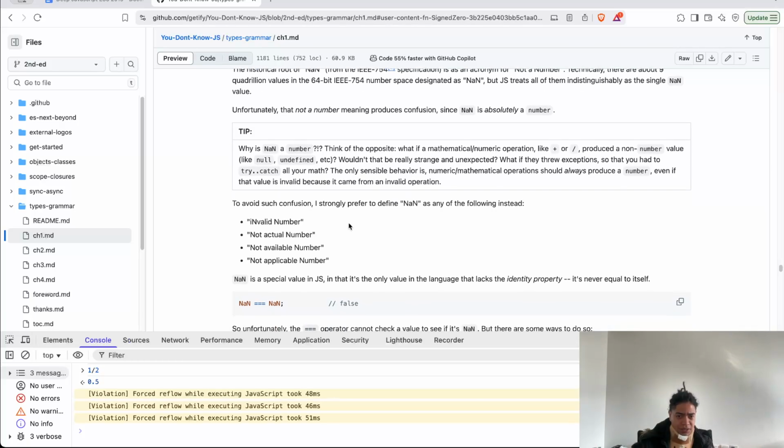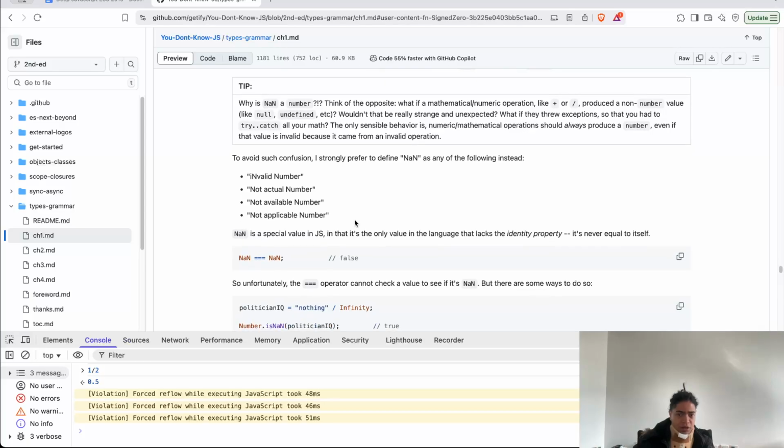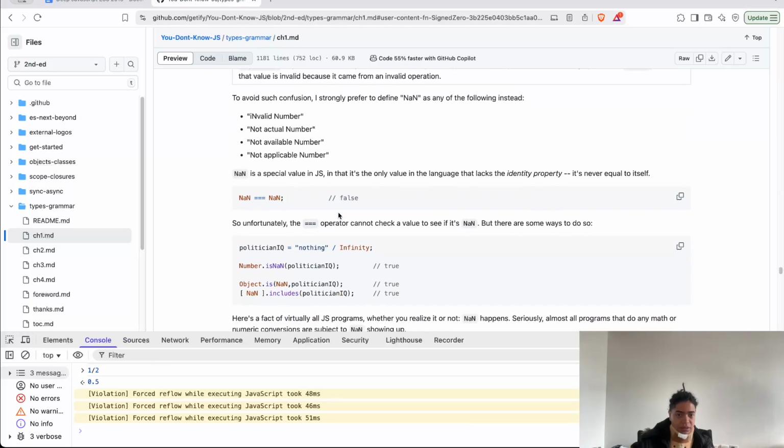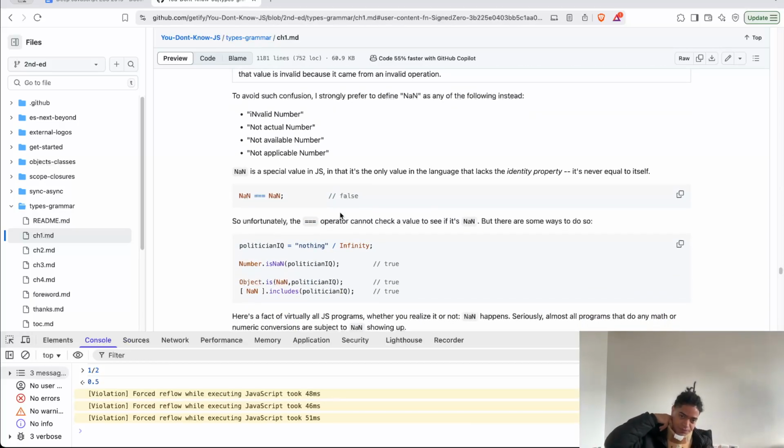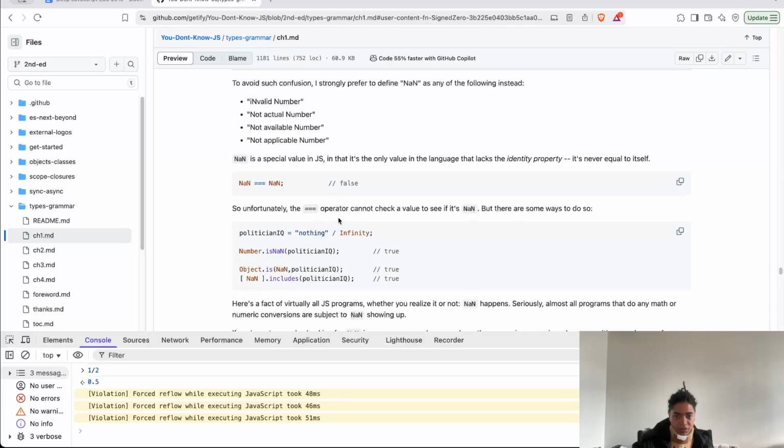NaN is a special value in JavaScript. It is the only value in the language that lacks the identity property. It is never equal to itself. So unfortunately, the triple equals operator cannot check a value to see if it is a NaN. But there are some ways to do this, and that is through Object.is, or Number.isNaN.